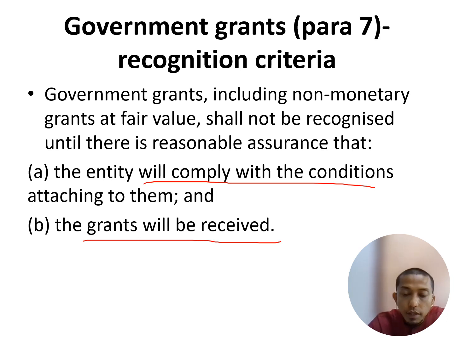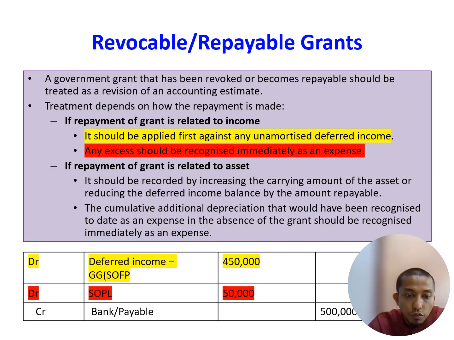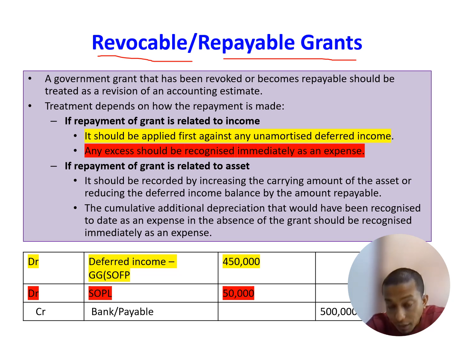Okay. So what happens if we did not fulfill the condition? Then the grant becomes revocable or repayable. We need to return the grant. It depends on the situation. Sometimes the government asks you to pay in full, sometimes the government asks you to pay extra, or sometimes the government asks you to pay less.